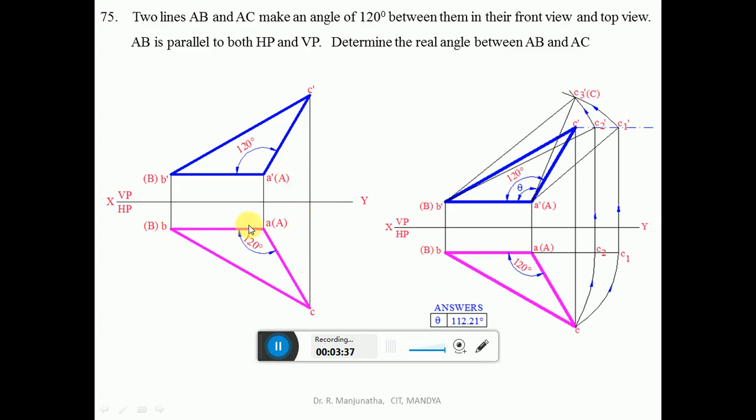So this becomes the front view and this becomes the top view. We need to find out the real angle, that is, the true inclination, between AB and AC.